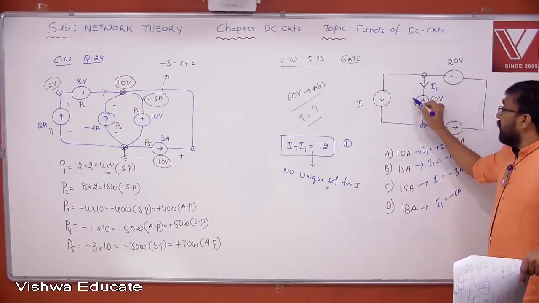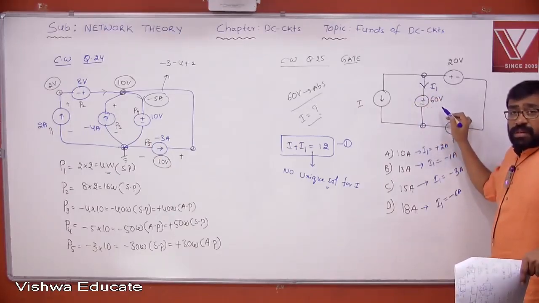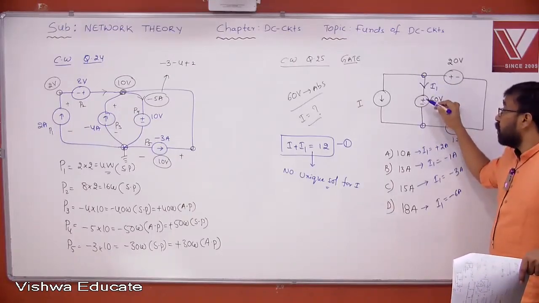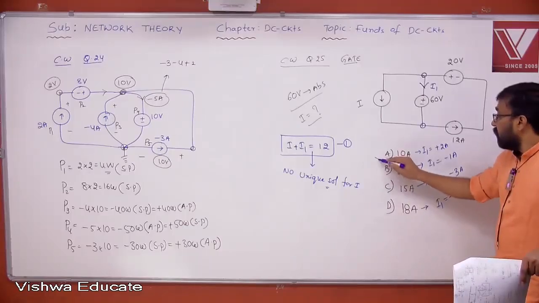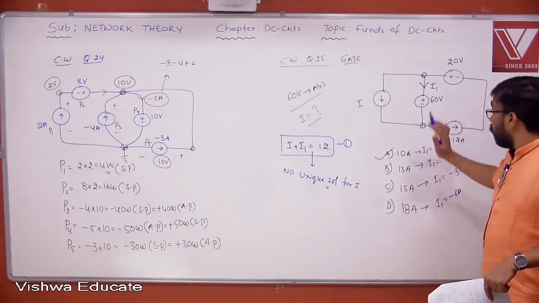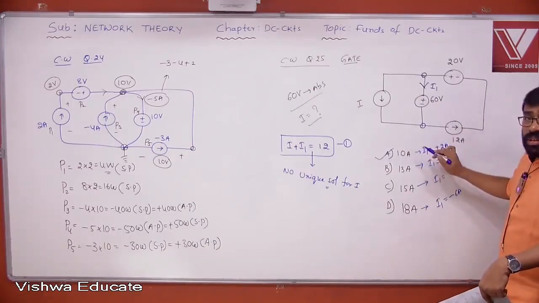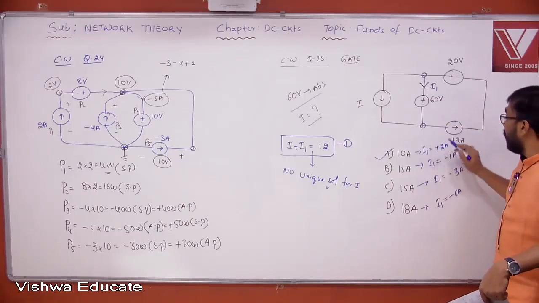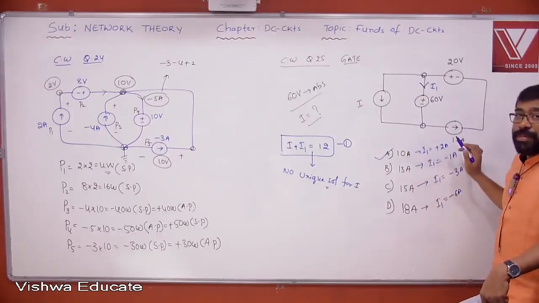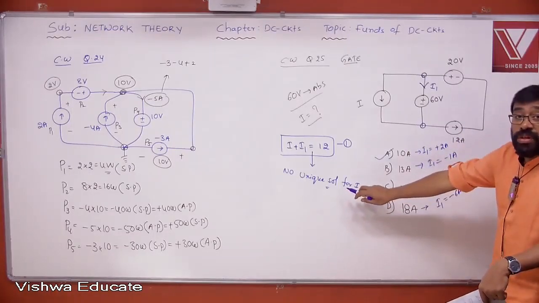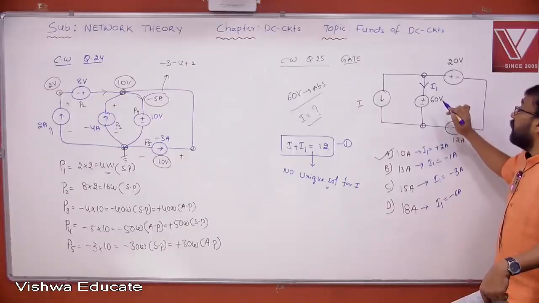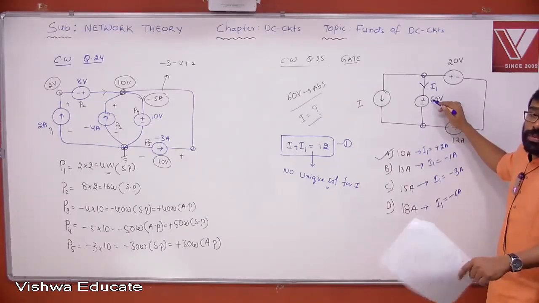Actually, the data given is that the 60-volt source is absorbing the power, so definitely the current I1 should be a positive value and should enter into the positive terminal. Therefore, this is the only correct answer. You understand, all of you? You can also conclude from this that not only 10 amperes, but any value that is less than 12. Look at this. This is greater than 12, greater than 12, greater than 12. But this is less than 12. Not only 10 amperes, but any value, because multiple solutions. No unique solution means multiple solutions. Any value that is less than 12 ampere will definitely make the 60-volt source absorb the power.